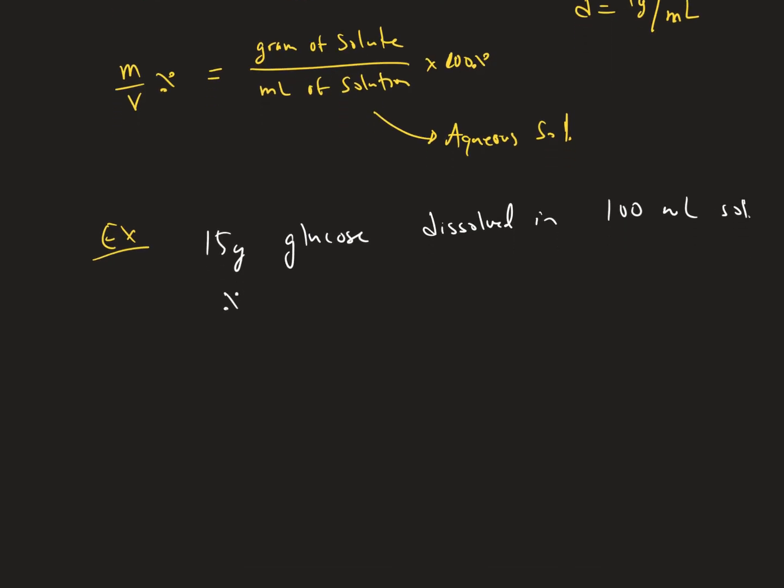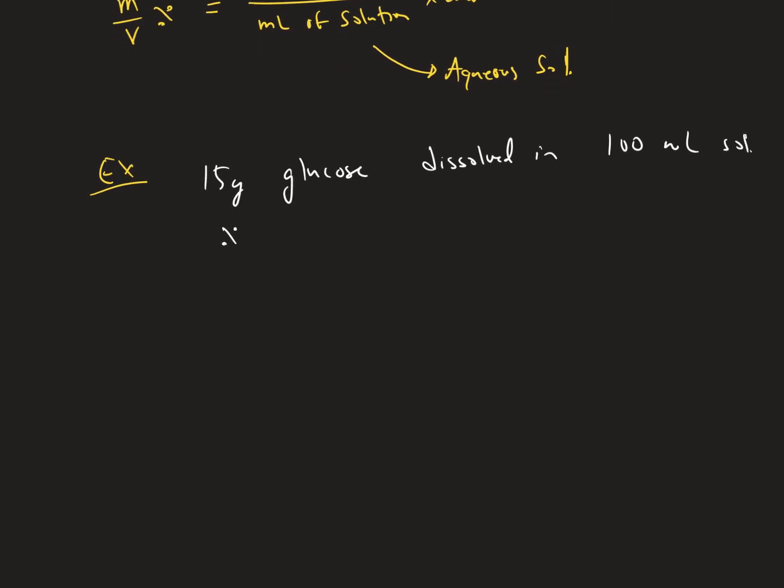So what do we do? 15 grams of glucose over 100 milliliters of solution. Now what? Times 100. That's it. We're already at grams per milliliter. We don't have to convert. If we start with moles and liters, or in other words, molarity, you see how we can convert that to percentage? Okay? So grams per milliliter are the units for this.